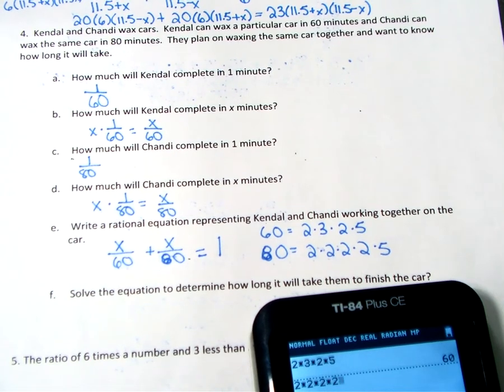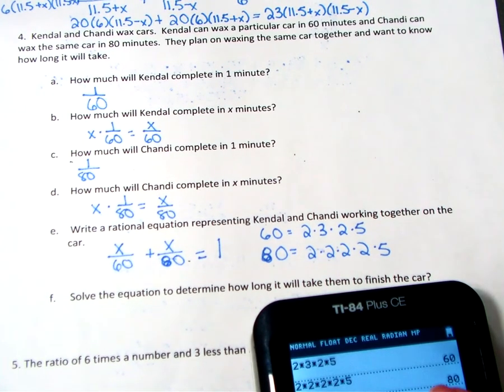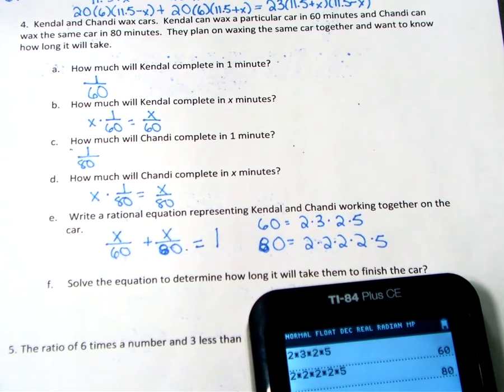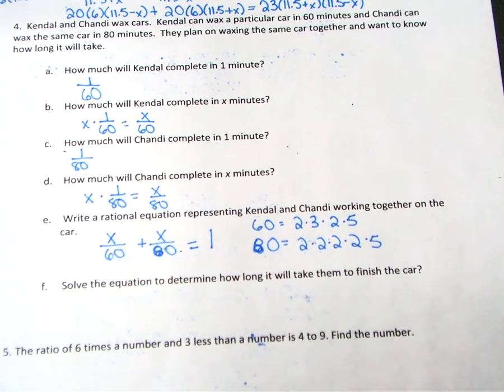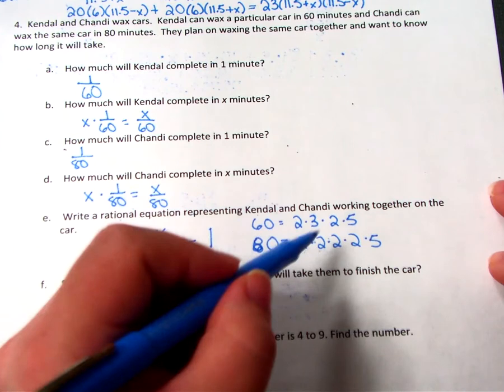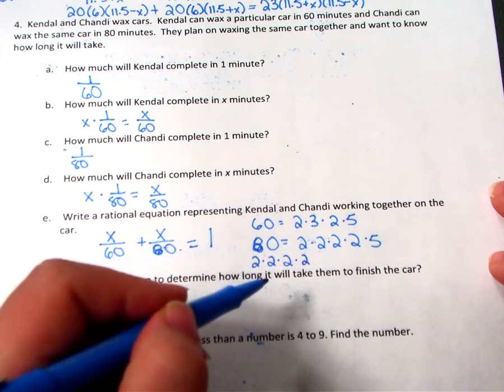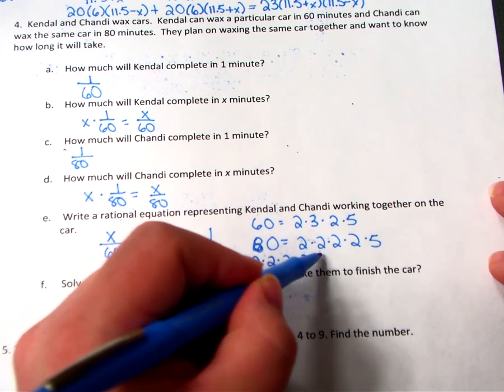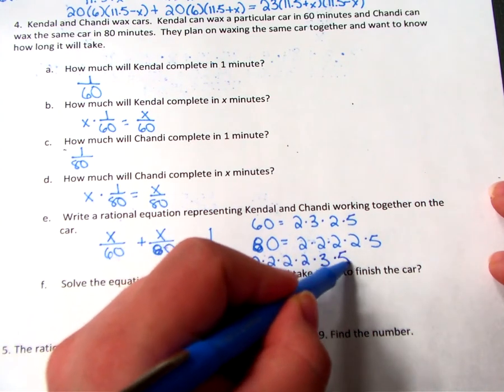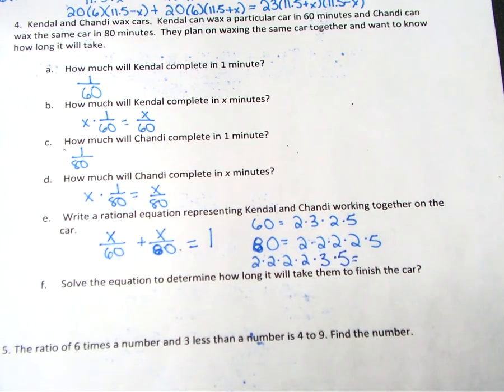Sorry, that's only at the bottom of the page there. Which one has the most amount of 2's? That would be the 80. Which one has the most amount of 3's? The 60. And they both have an equal number of 5's. So our LCD, if you really want to know what it all is together, 2 to the 4th power times 3 times 5 would be 240.